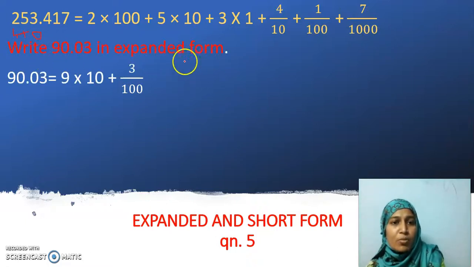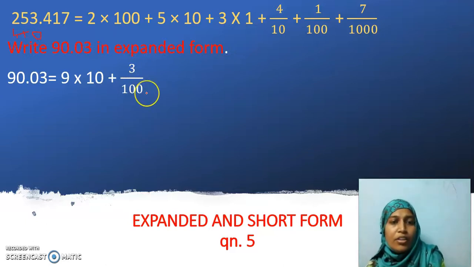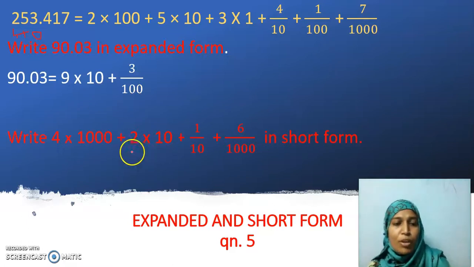Now write this in expanded form. It's very simple. 90 is there, so 9 into 10, 90. Plus 3 is in which place? 100th place. So 3 by 100. Okay, children. Now you should be able to write in reverse format also.